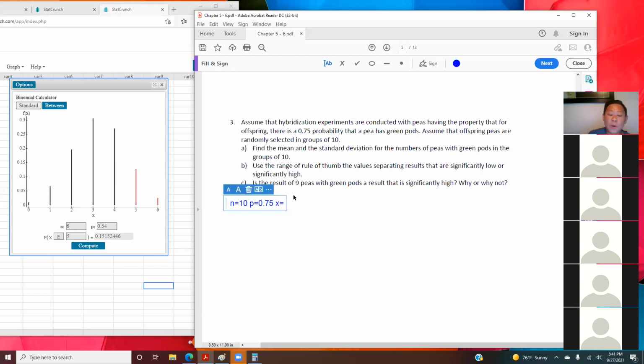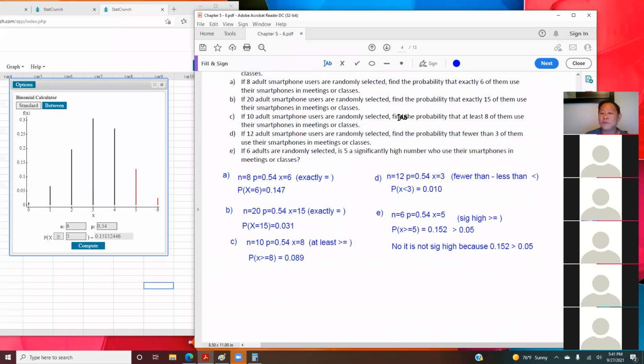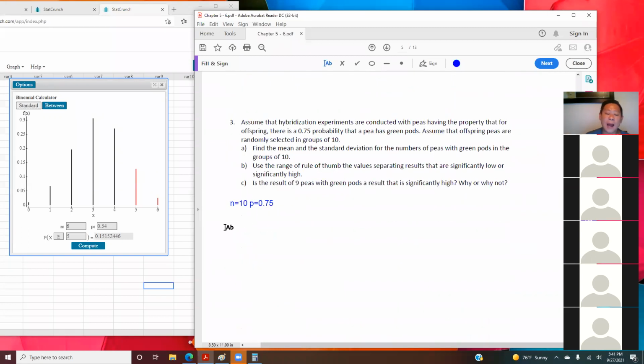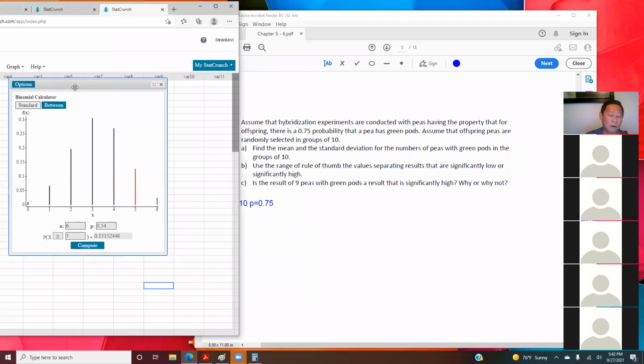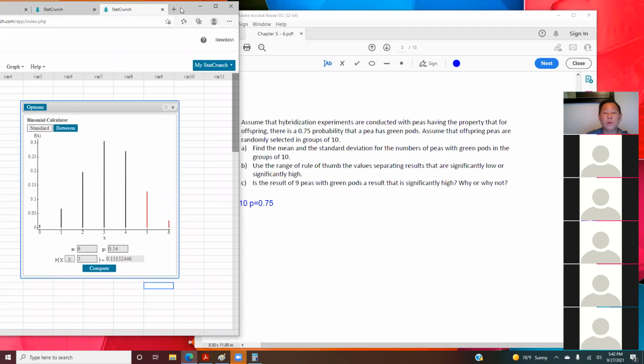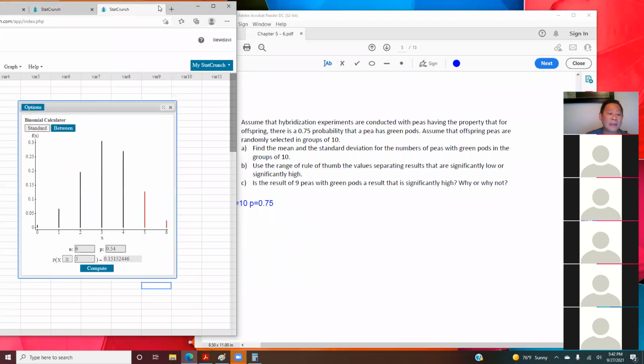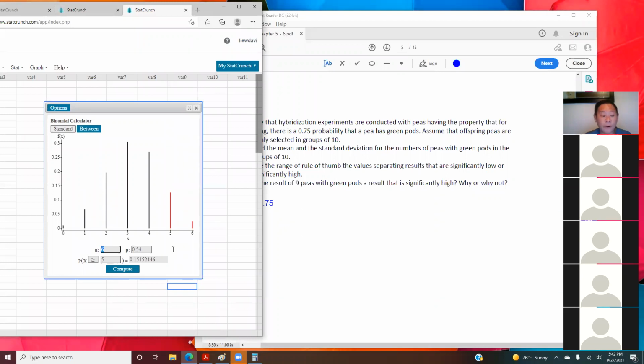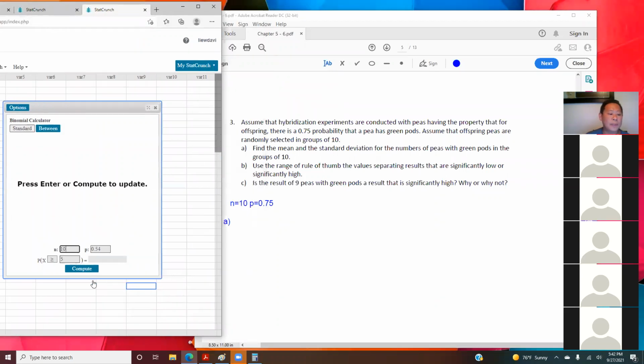This question wants us to find something else. It's not finding the probability, like the others. If you read part A, they want you to find the mean and the standard deviation. There's a lot of work if you type this into your work here. So one way for you to find out is to type what n is. N in this case is 10, right? And then p in this case is 0.75.